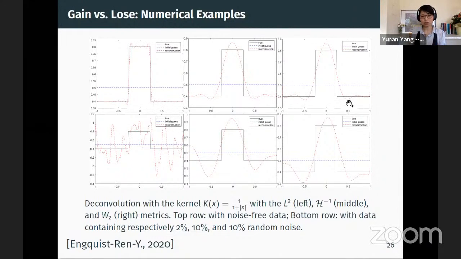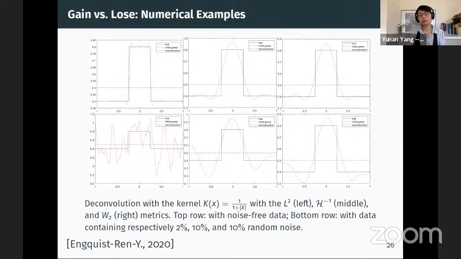But the second row really says the other story. The other side of the story is what we gain. Here is a more realistic setup. Our data now contain noise. Even if they only contain 2% noise, the L2-based inversion is dramatically different from the noise-free case. You see a lot of oscillatory features that are wrong, and that's the direct impact of overfitting the noise. While H^-1 based and W2 based are still very robust, even with 10% noise. It's almost the same as the noise-free case. So this is a very good diagram to show what we gain and what we lose by choosing different norms.